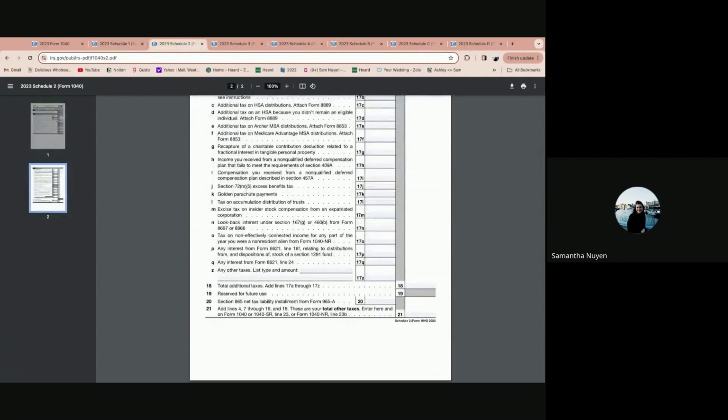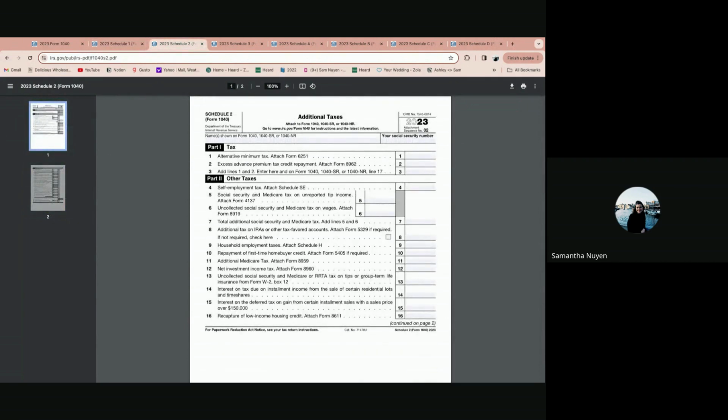Now we have Schedule 2. Schedule 2 summarizes all the taxes you're paying other than income tax. So self-employment, if you're a sole prop. In this case, we expect self-employment since you run your own business as a sole proprietor. If you're an S-Corp, your business is paying half of the self-employment taxes and the other half is being withheld on your salaries.